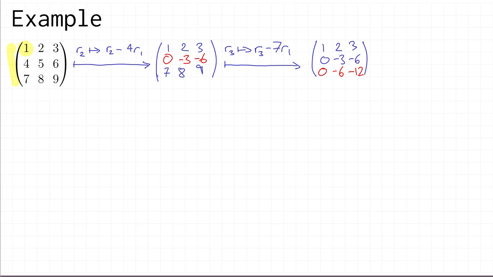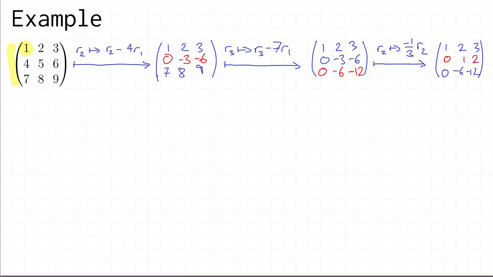The answer is no, we're not in row-reduced echelon form yet, because if you look at the leading entry in row 2, there is a leading entry here in row 2, and that leading entry is not 1. So we have to change row 2 so that the leading entry is 1. So to do that, I'm just going to multiply row 2 by minus a third. So if I do the row operation which multiplies row 2 by minus a third, I'm not changing row 1, and I'm not changing row 3. And what will happen in row 2 is that I get 0, 1, 2, like this.